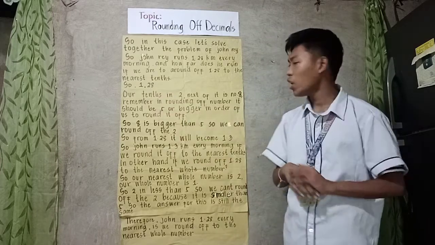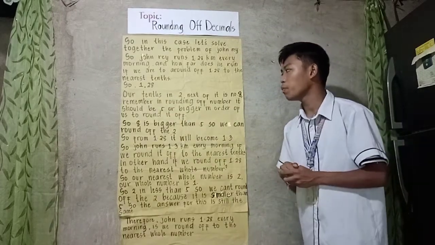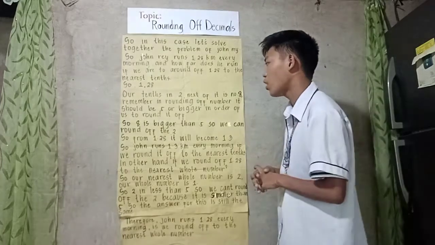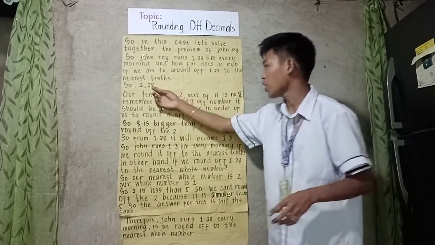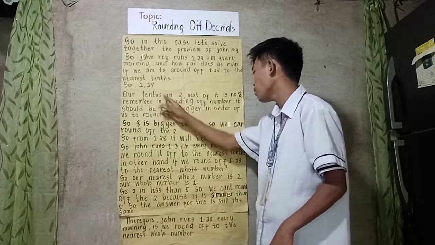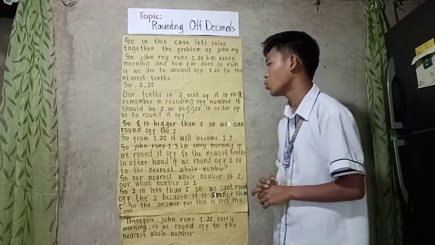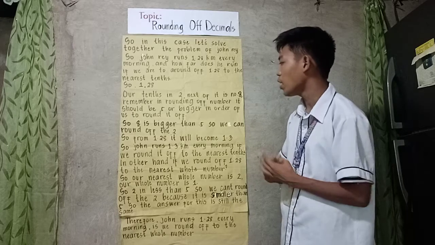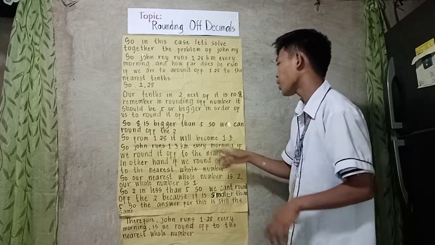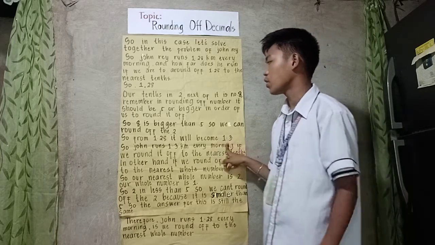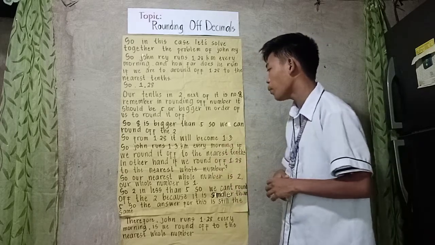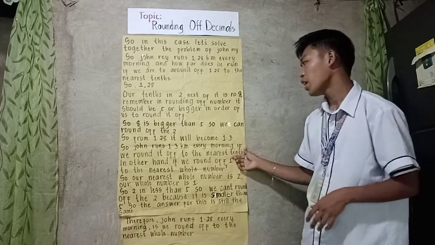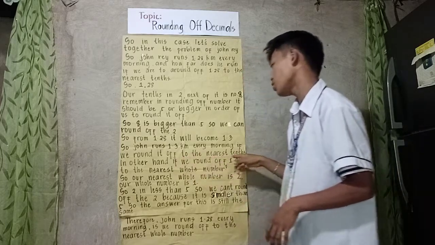Remember, in rounding off a number, the next digit should be 5 or bigger in order for us to round up. So 8, as you can see here, is bigger than 5, so we can round up the 2. From 1.28, it will become 1.3 because we have to add 1. So John runs 1.3 kilometers every morning if we round it off to the nearest tenths.